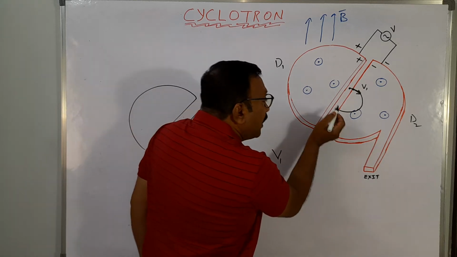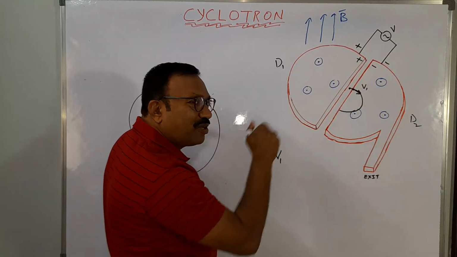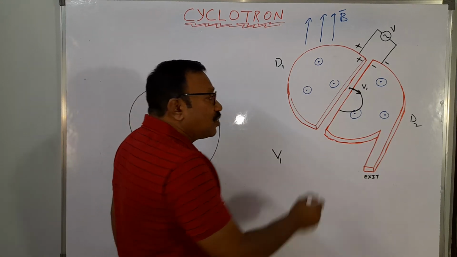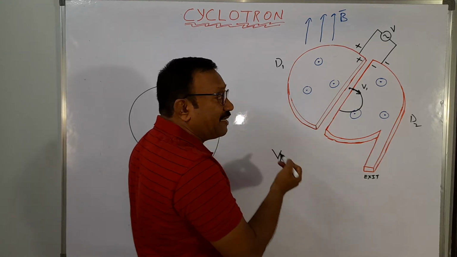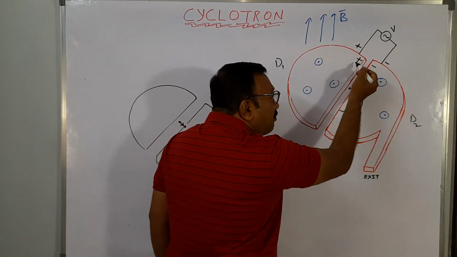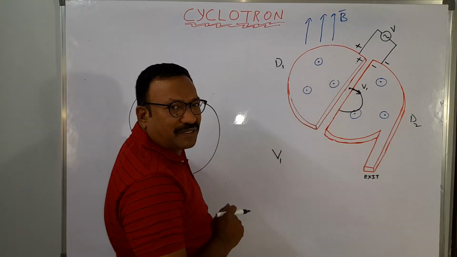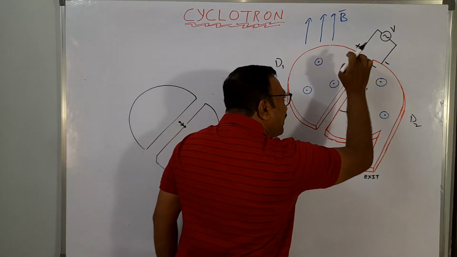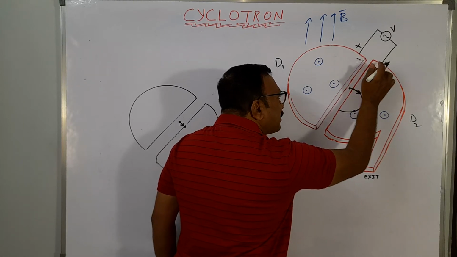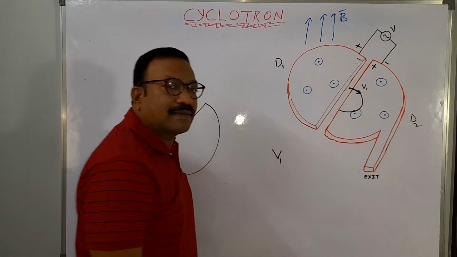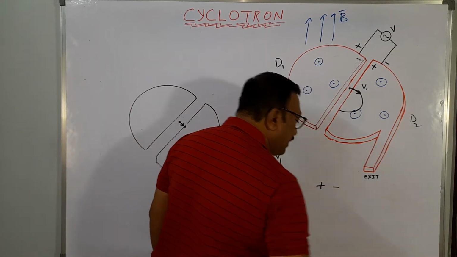Now what happens? I said that this alternating voltage will be changing its polarity continuously. When the proton is ready to enter the space between the plates, if this is a positive potential, the proton will be repelled by it. So immediately this becomes minus and this becomes plus. Initially the first D is plus, the second D is minus.